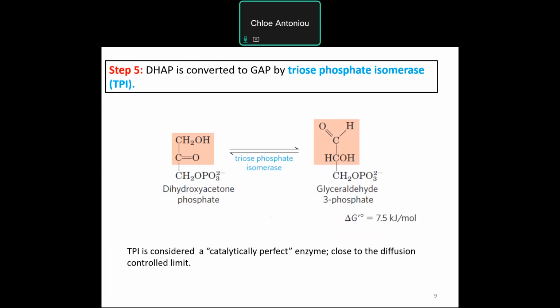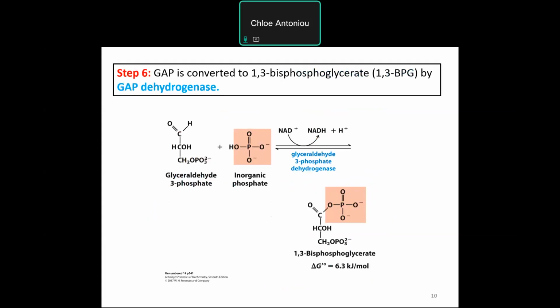So not only is it great that we have this enzyme, but it's a catalytically perfect enzyme. In other words, we couldn't envision a more efficient enzyme to do this reaction. So once you have two molecules of glyceraldehyde 3-phosphate, they get converted to 1,3-bisphosphoglycerate. Okay, so essentially another phosphate gets added onto it. What happens next?